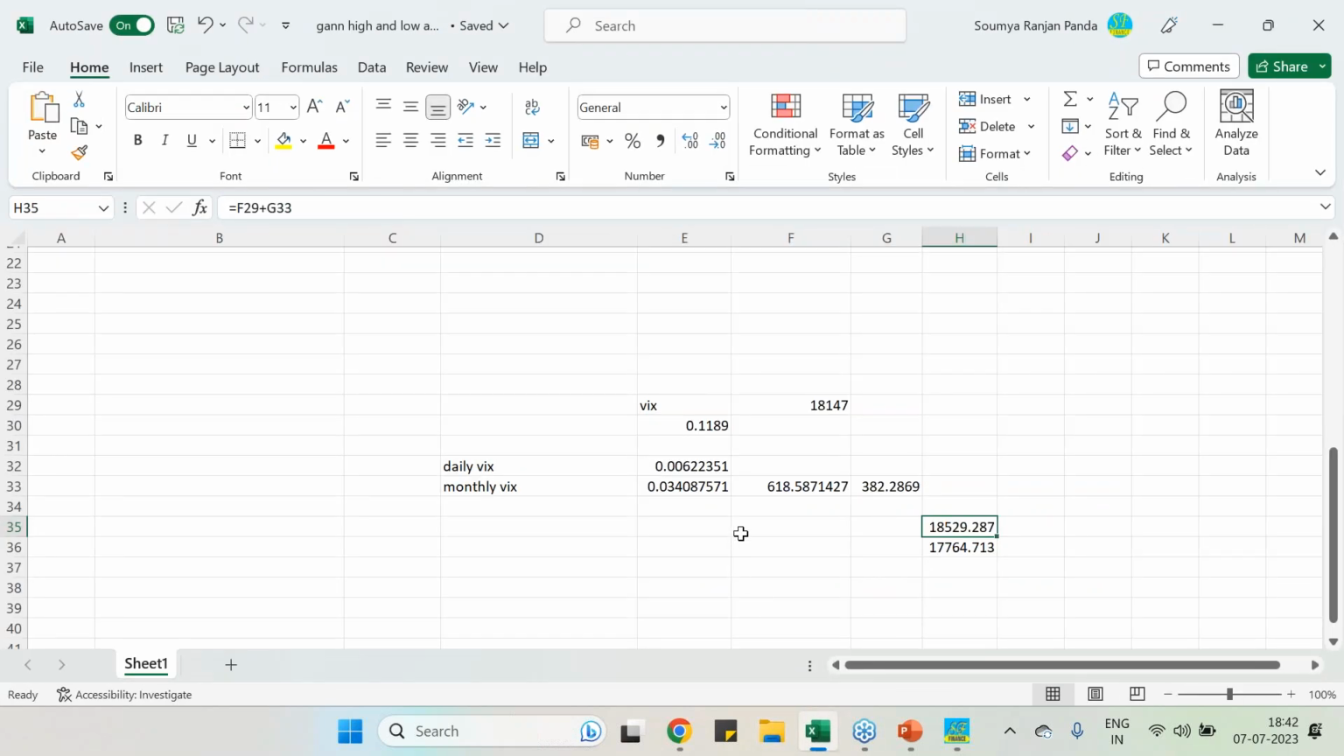How will we do it? Take the VIX on day one. On day one, what is the price? Find out its price range for the entire month, multiplied with 0.618. Add it to the day one price, and subtract it from the day one price. So when it comes to 18,529, you have to initiate, because consolidation or correction will start from here. When it comes to 17,764, you have to initiate. So your consolidation and correction will take place there. At that time profit will be made.